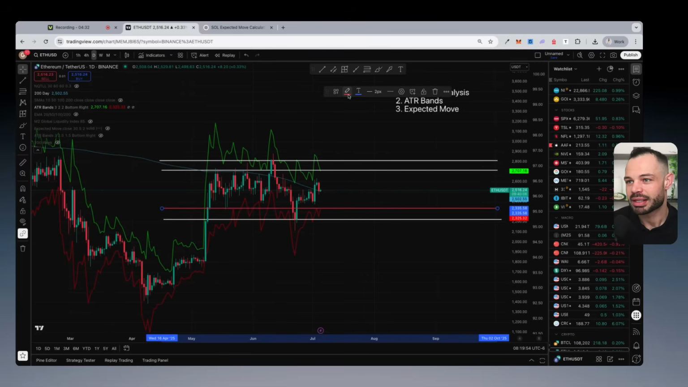So let's make them a slightly different color. I'm going to put them in red here just so we can clearly distinguish the ATR bands from the subjective levels of support and resistance that I identified with the white lines.